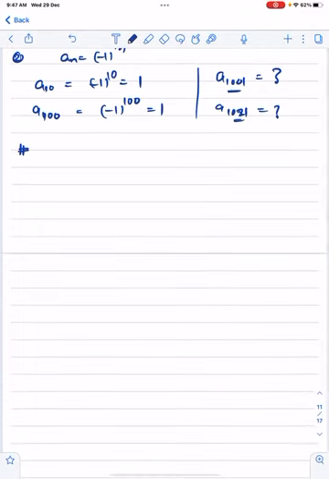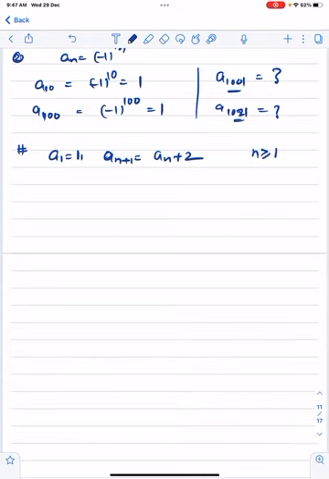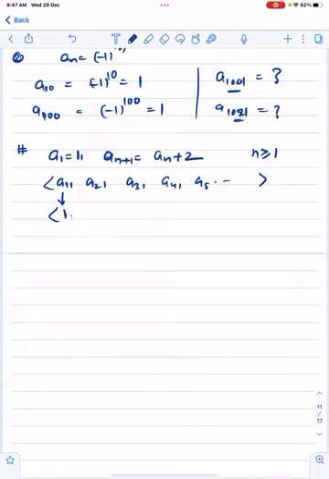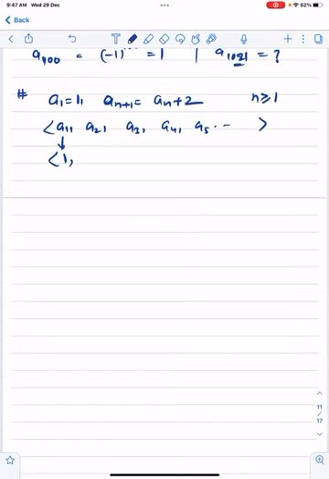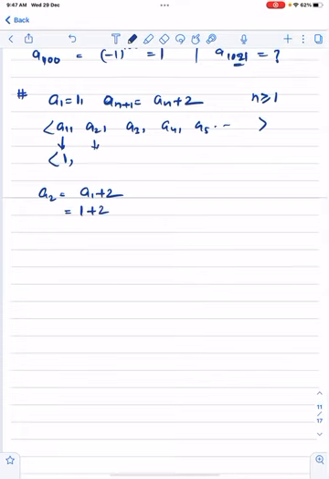Another way they can give you a sequence is in a recursive form. That means they will give you the first term, and for the rest of the terms they will give you a formula, suppose like this one, for n greater than or equal to 1. Here you know only the first term, and for the rest you are given the formula. So a1 is 1. For a2, put n equal to 1: a2 equals a1 plus 2. a1 we know, so that means 3. So a2 will be 3.